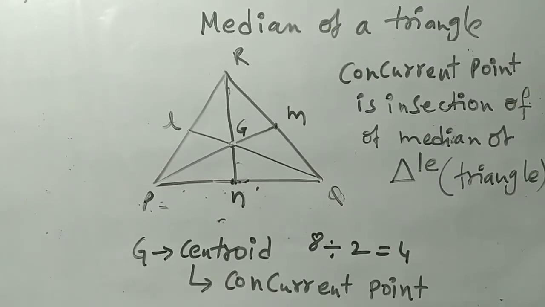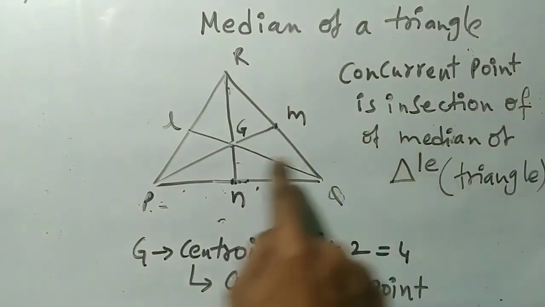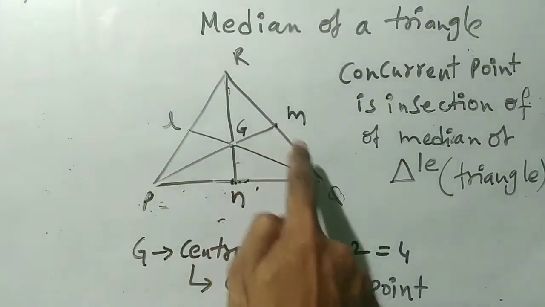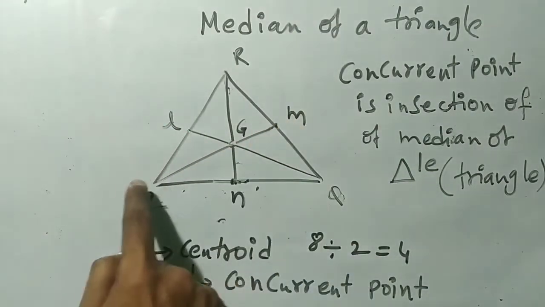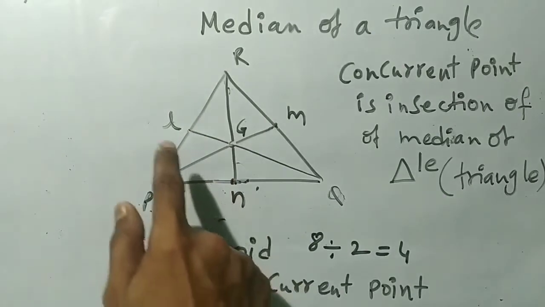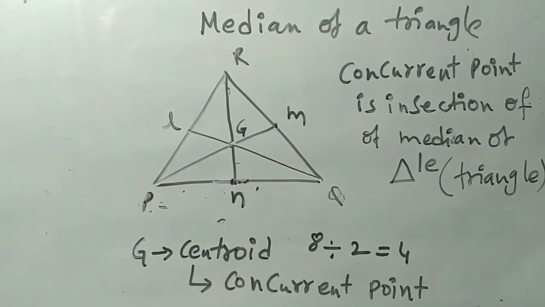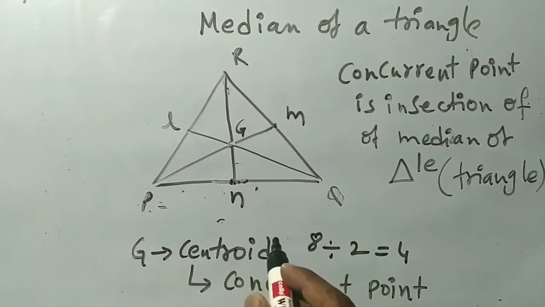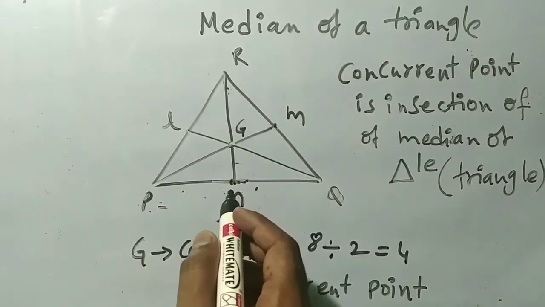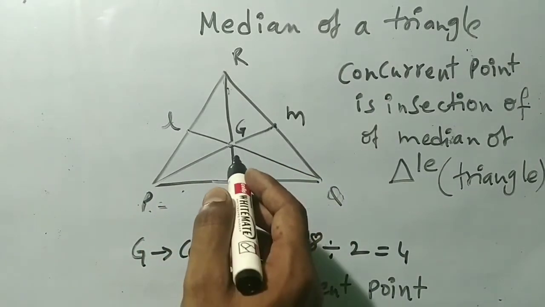So the concurrent point is the intersection of all medians. L, M, N are the medians, and the intersection of the medians forms a concurrent point. That concurrent point is nothing but a centroid.